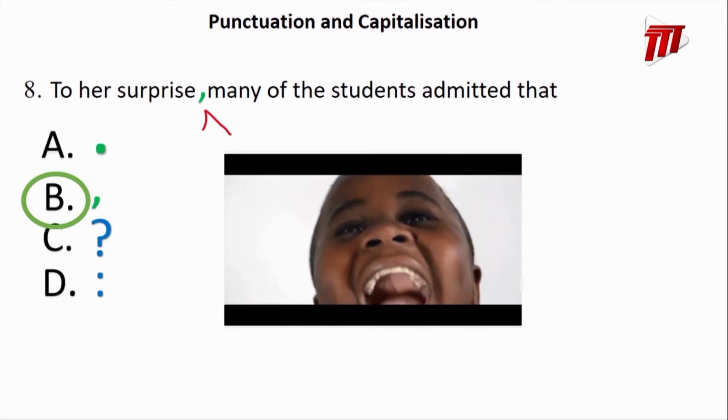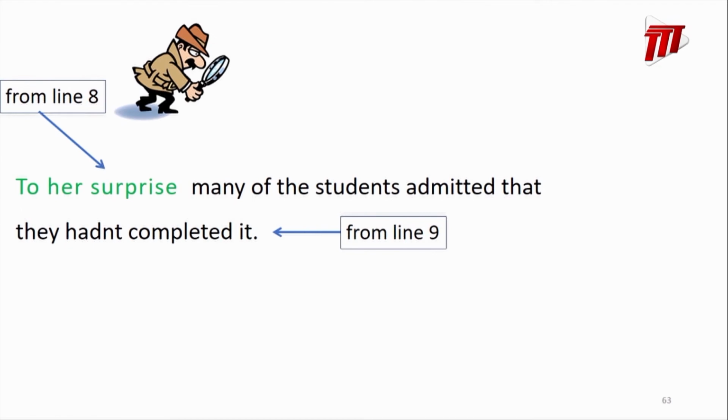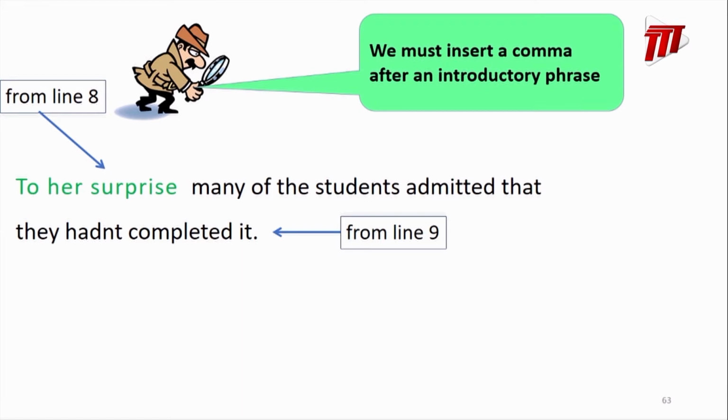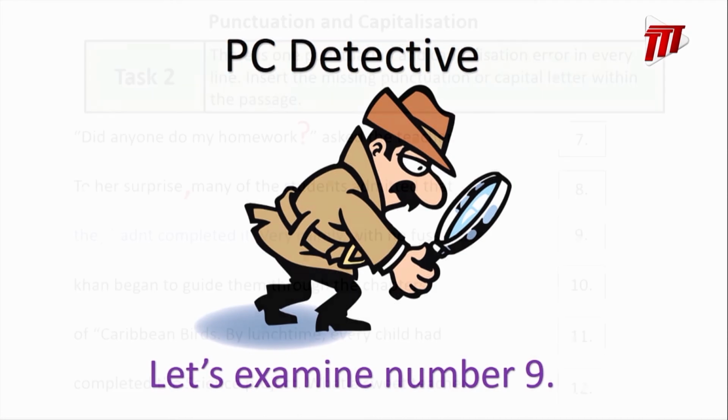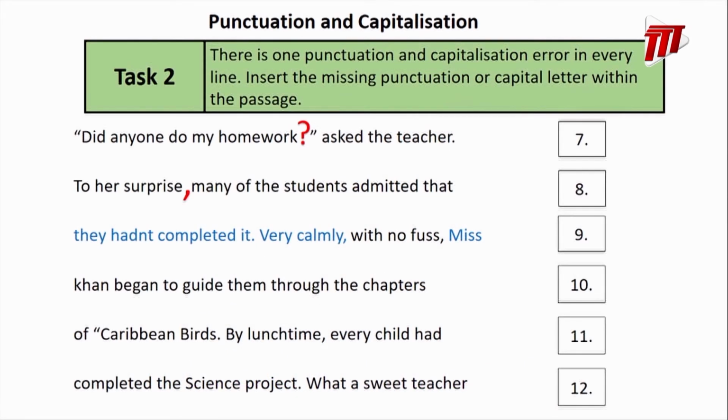Remember, you must read with understanding. To her surprise, many of the students admitted they hadn't completed it. All right, we're just continuing on to the end of the line. And you know you are pausing there. We must insert a comma after an introductory phrase. So to her surprise is an introductory phrase. And so we have our comma after the word surprise. And we insert it in.